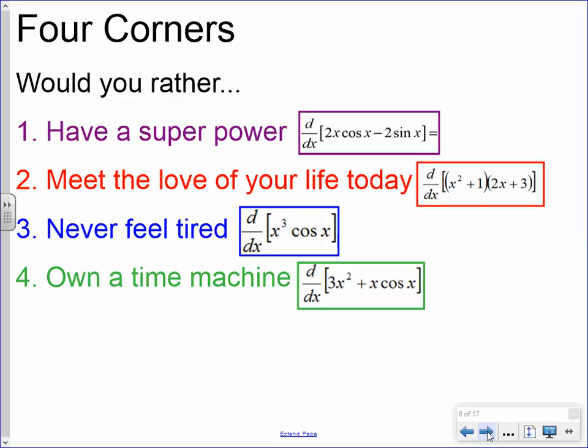So based on the corner, there are your problems. Okay? Superpower, you're taking the derivative of 2x cosine of x minus 2 sine x. Work together. Meet the corner number 2. There's yours. Work together. Corner number 3. Here's yours. Work together.